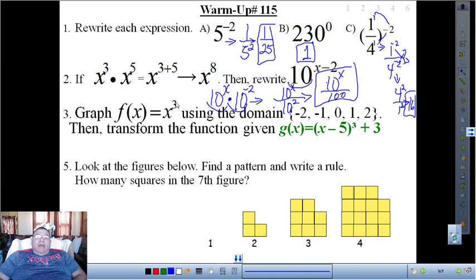All right. And this one, how does this one look? It's a cubic function. It should look something like this. You plotted your points 0, 0; negative 1, negative 1; 1, 1; negative 2, negative 8; and 2, 8. And what does this do to the entire function? It moves it 5 to the right and 3 up. So that would be our transformation.